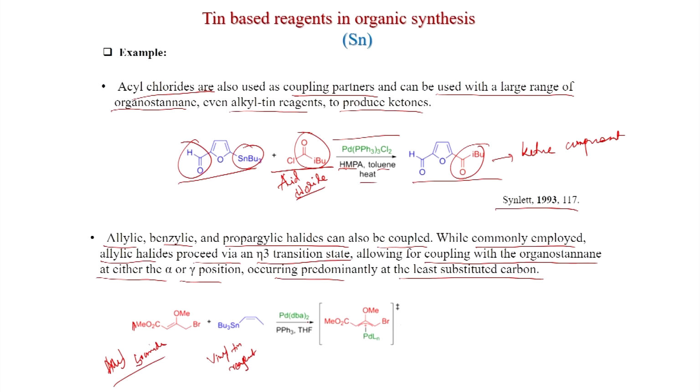And when you mix them with palladium, first this pi allyl palladium will form. These are important intermediates in palladium chemistry. Pi allyl palladium will form because this is allylic bromide, and then the Stille reaction will happen. This is very important: the least substituted carbon. So, the Stille reaction will happen at the least substituted carbon. You can see this carbon is substituted, but this one is unsubstituted. So, here the reaction will happen and the olefin geometry will be retained. This was published in JACS 1984.